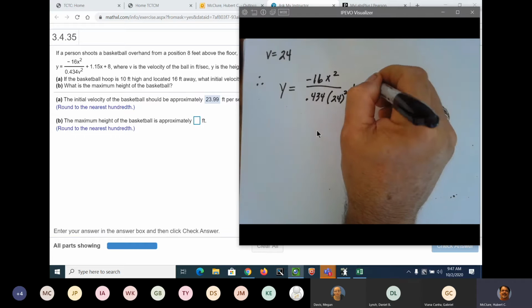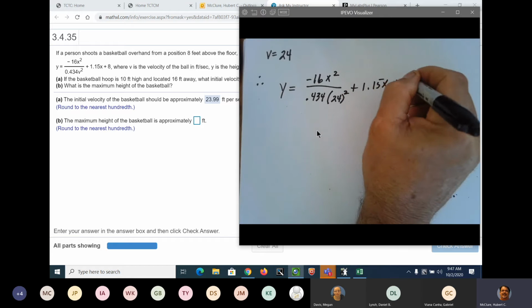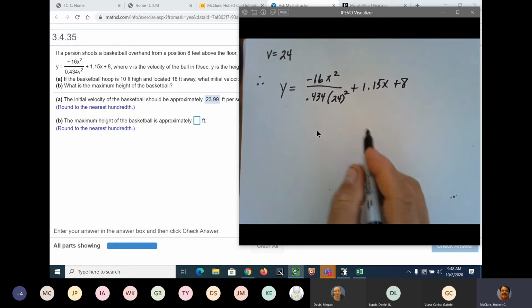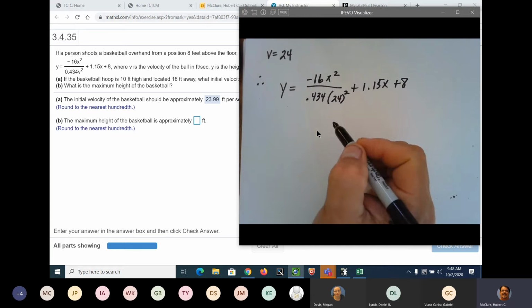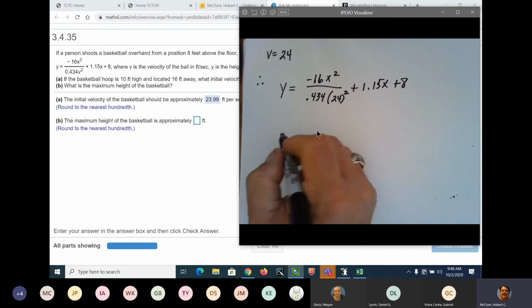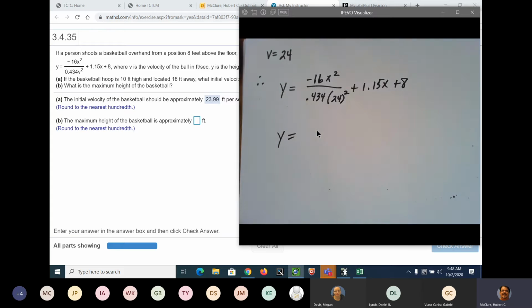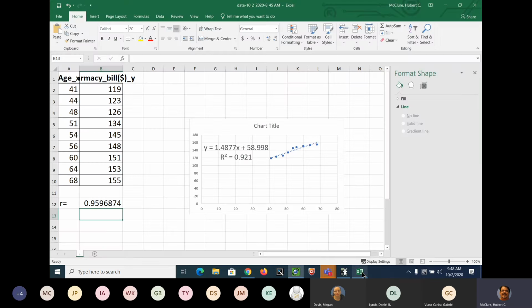Plus 1.15x plus 8. And do this math right here to get x squared with a number beside it, and then you can punch it in the calculator. So y is equal to, I'm going to go ahead and punch it in the calculator.